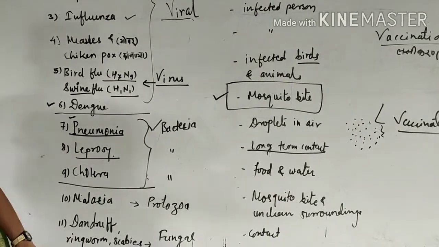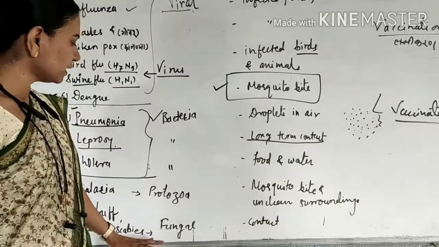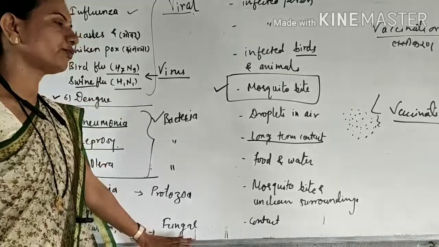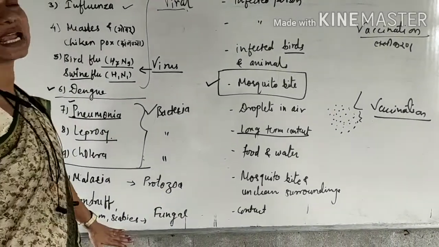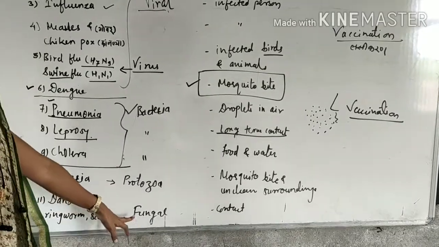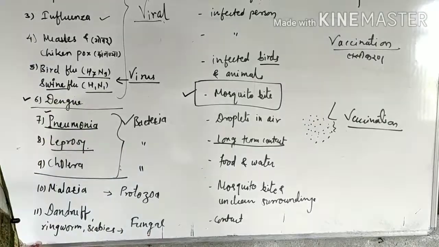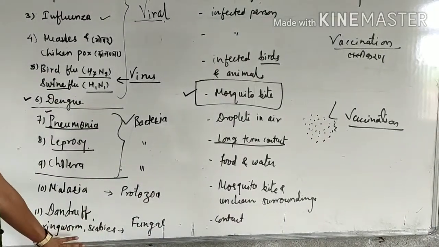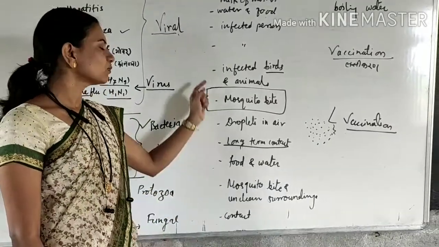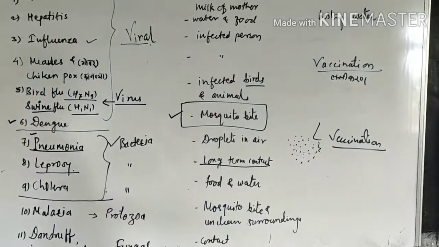Now the last: dandruff, ringworm, and scabies. It is due to the infection of fungus. Means fungal infection. Dandruff, ringworm, and scabies are skin diseases, and for these skin diseases, the responsible agent or pathogen is fungus. These are fungal infections, and all these infections are due to coming in contact with an infected person. The mode of infection is mainly contact with the infected person.